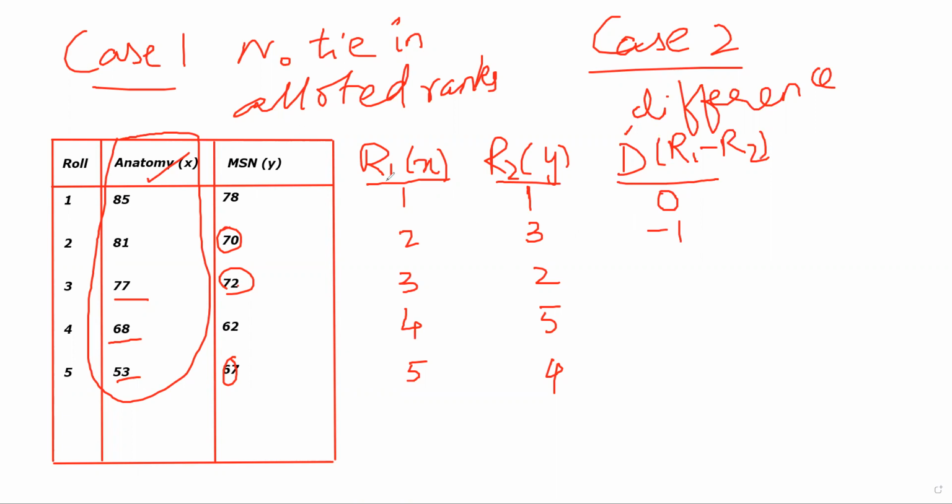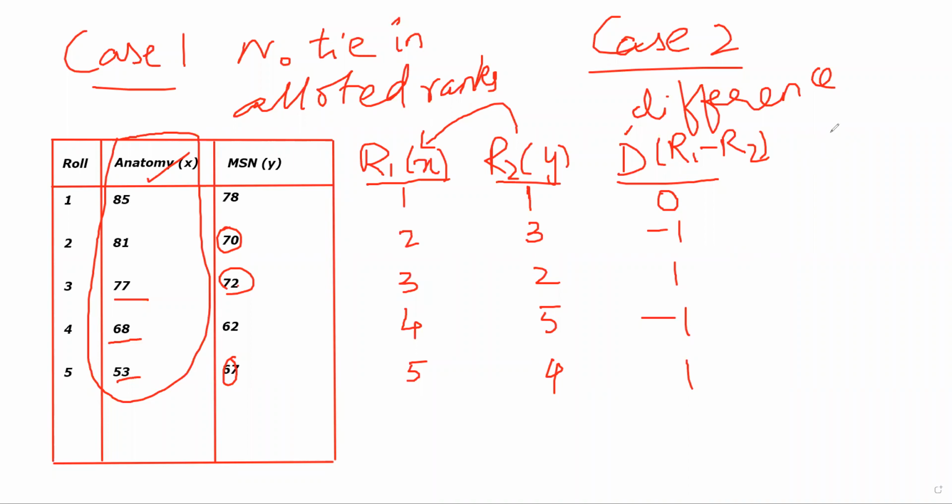2 minus 3, no. R1 minus R2, don't change the values. इसमें से आप R2 सब्ट्रैक्ट कर रहे हैं. So R1 minus R2, 3 minus 2, 1. 4 minus 5, minus 1. 5 minus 4, 1. Now, anyway, you will square these values, but when you are writing that in the problem, make sure that you don't make a mistake in this.